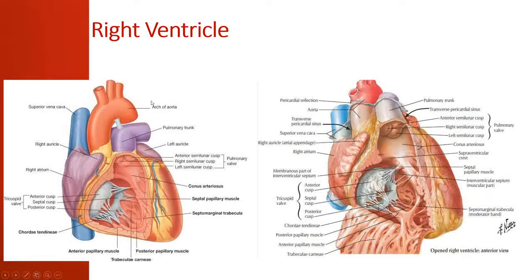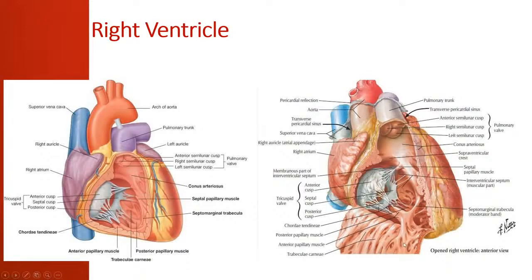So this is the right ventricle. Over here we can see these are the smooth part and this is the rough part, because the smooth part is communicating with vessels always. You can see that these are the valve of the pulmonary trunk, and this is called the infundibulum or the conus arteriosus, and this is the rough part.